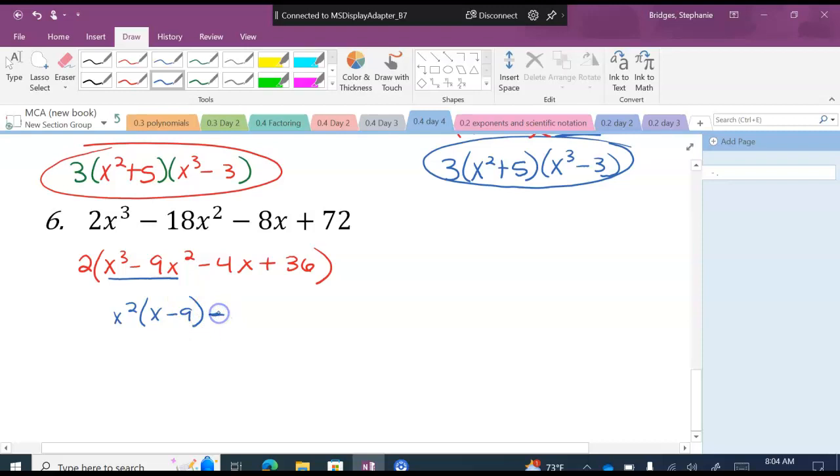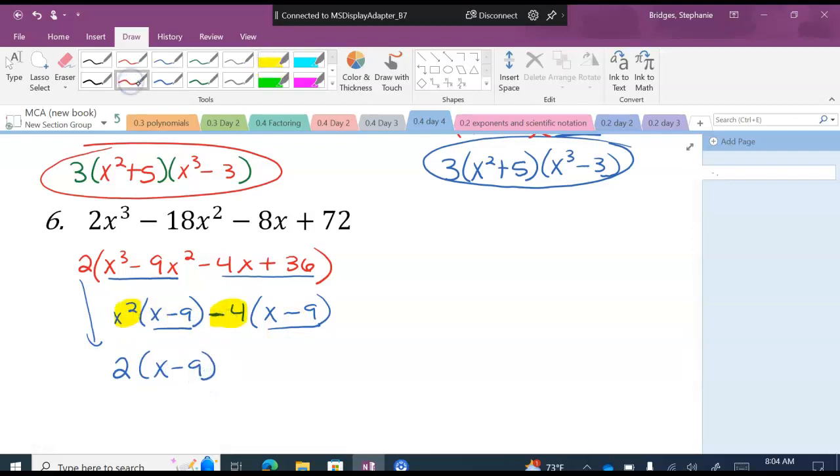I'm going to bring down that negative sign. What do those 2 terms have in common? A 4. And if I divide negative 4x by negative 4, I'm left with a positive x. If I divide 36 by negative 4, I'm left with negative 9. Just don't forget that 2 has to come down. My stuff inside my parentheses is the same. And then my leftover parts go in my second parentheses.